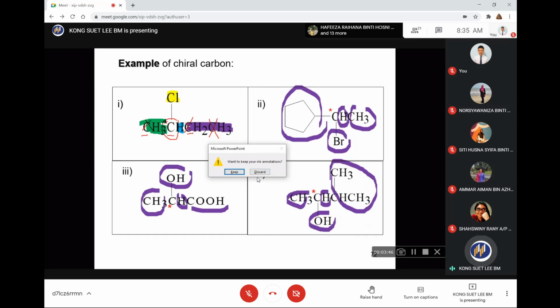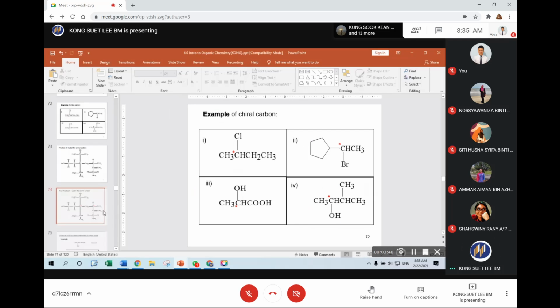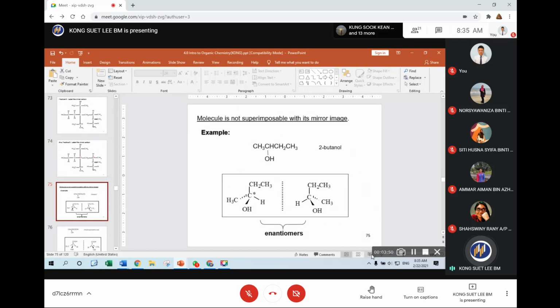After you know the chiral carbon, next we have to draw the enantiomer. The enantiomer is just a reflection, but not superimposable with its mirror image. This is like a mirror image, so we have to draw a mirror over here and name it as enantiomer. Any question? So this is isomerism.